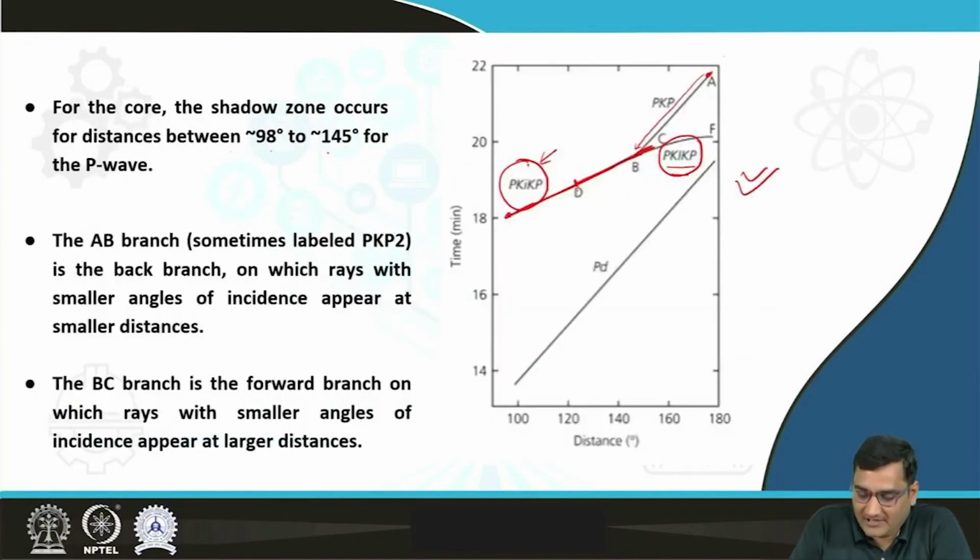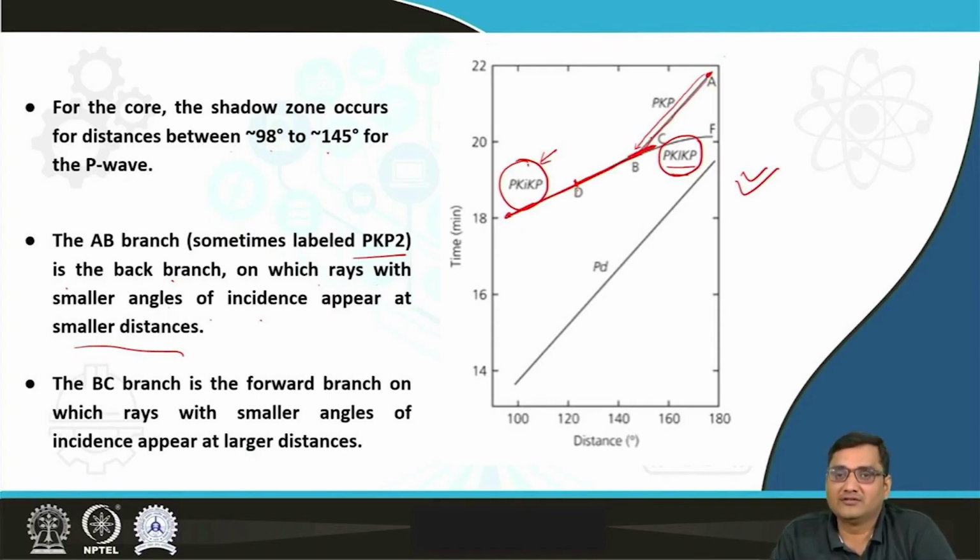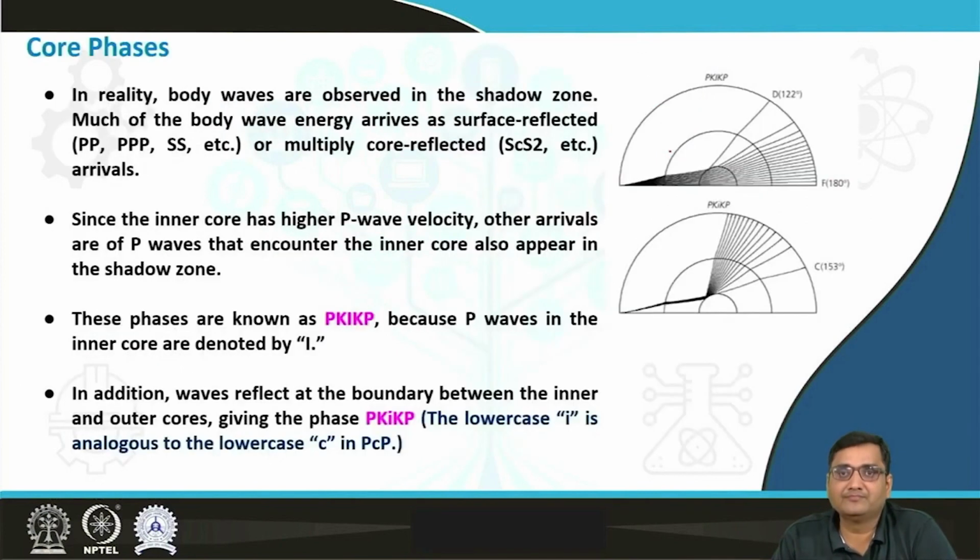And the AB branch, sometimes labeled as PKP, so this is your PKP phase here, is the back branch on which rays with a smaller angle of incidence appear at smaller distances. That means it has the prograde motion. The BC branch, here, is the forward branch on which the rays with smaller angles of incidence appear at larger distances. So this BC branch will have the larger distances for the smaller angles. So that is your prograde motion.